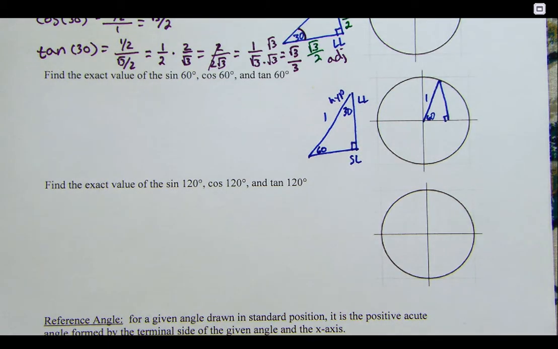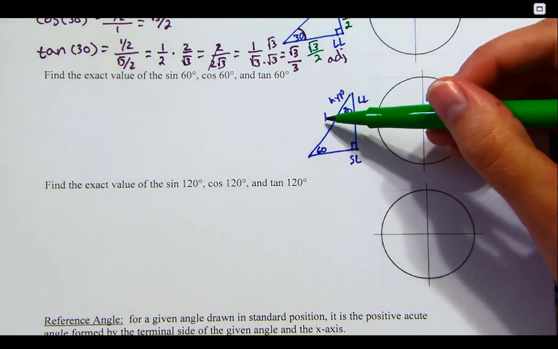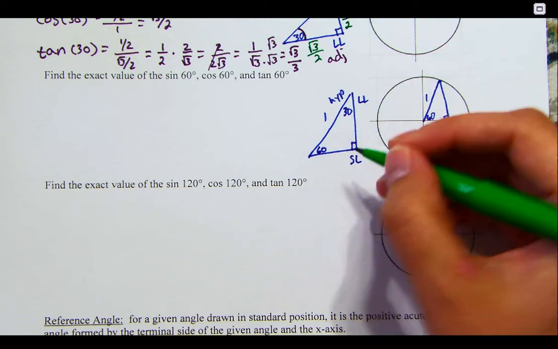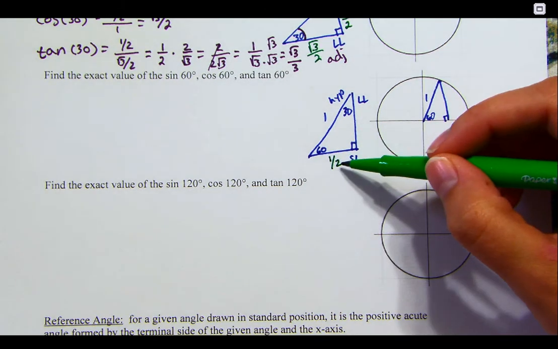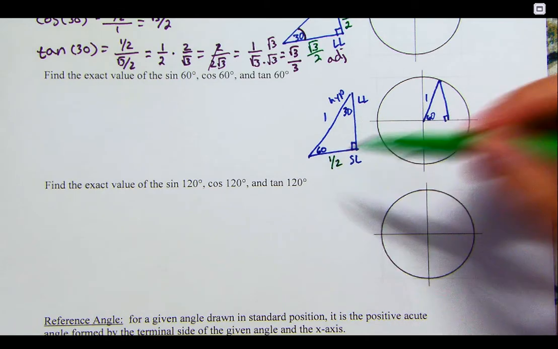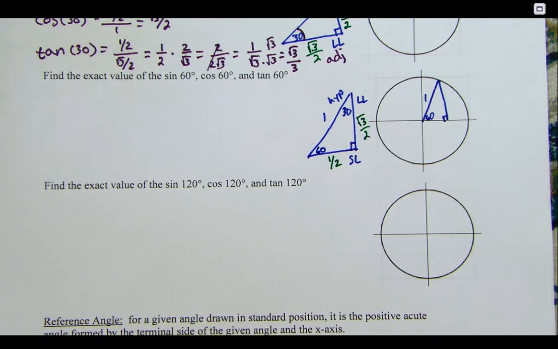So again, we're just using our 30, 60, 90 rules. I don't have the short leg, so I need to start by finding that. So if this is my short leg, I have to take my hypotenuse and divide it by 2. So this is going to be 1/2. And then to go from short leg to long leg, we're multiplying the 1/2 by square root of 3. So this will be square root of 3 over 2.